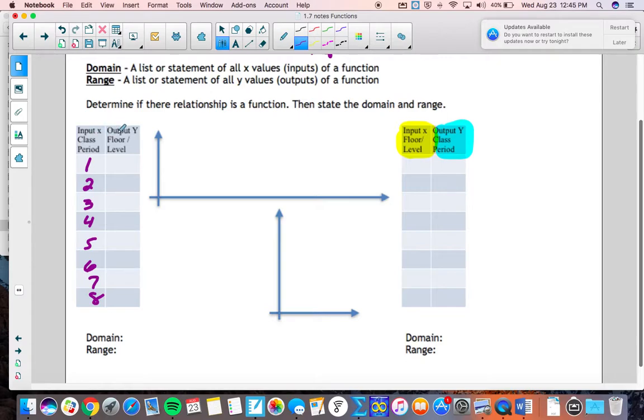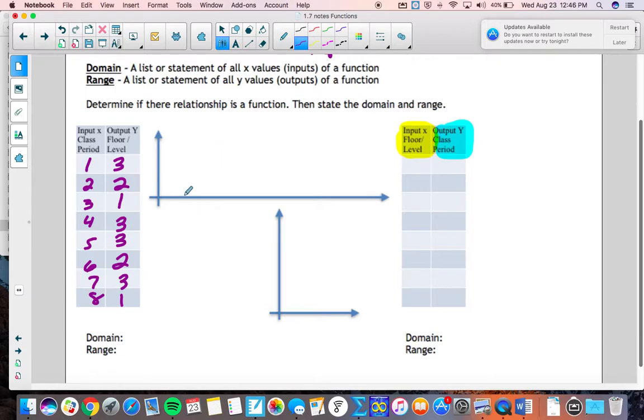I want you to put the floor or level that you're on for each of those periods. So maybe for first hour, you're on 3rd floor, then you go down to 2nd floor, then you're on 1st floor, back up to 3rd floor. You're stuck on 3rd floor for a while. Now, by the way, if you have choir with study hall split, just pretend you're not in study hall, or pretend you're not in choir. Pick a level for each period, okay? So we're simplifying your schedule.